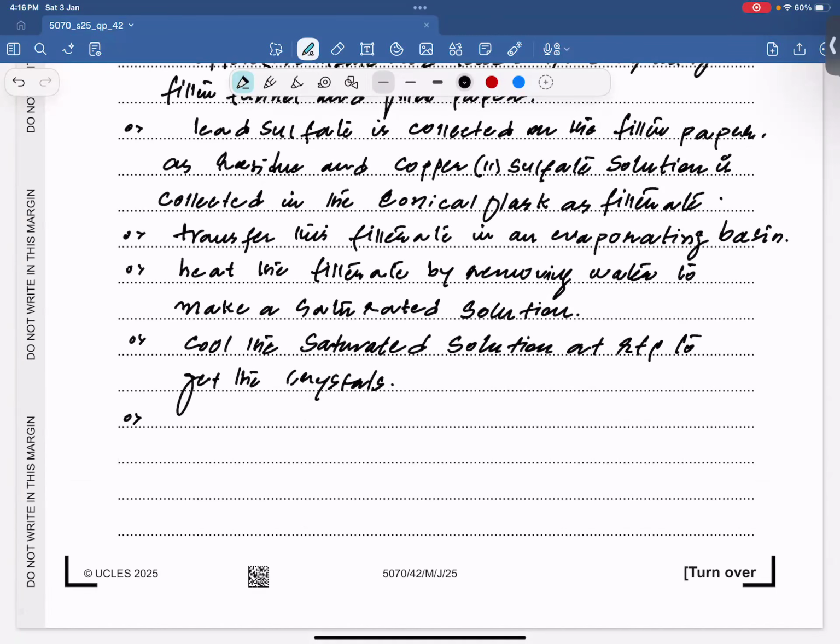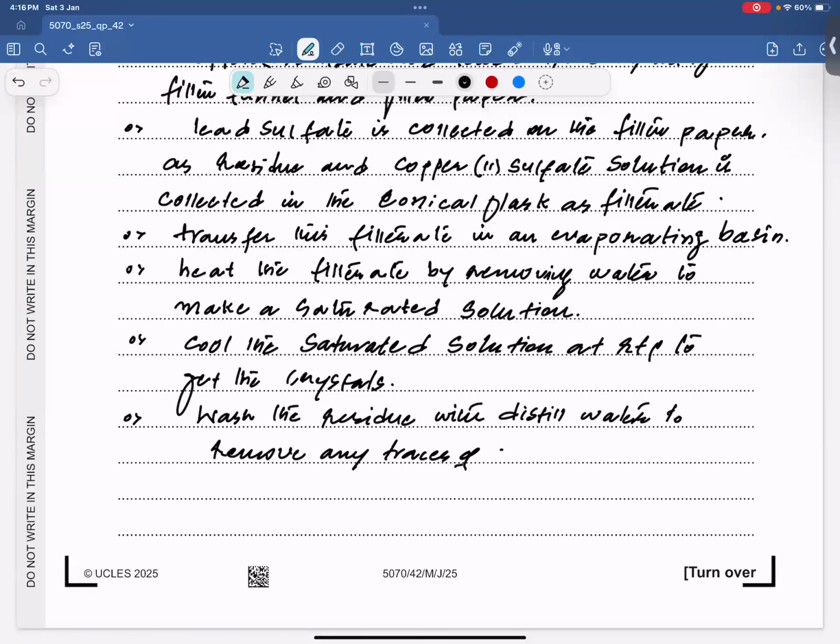Now the next is wash the residue with distilled water to remove any traces of copper 2 sulfate. Dry the residue on the filter paper.